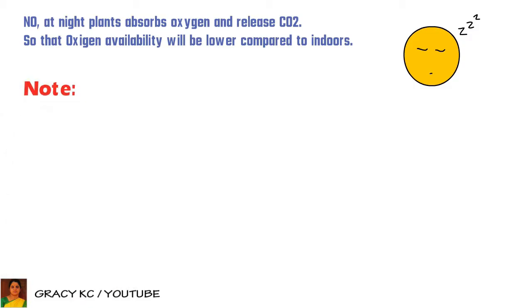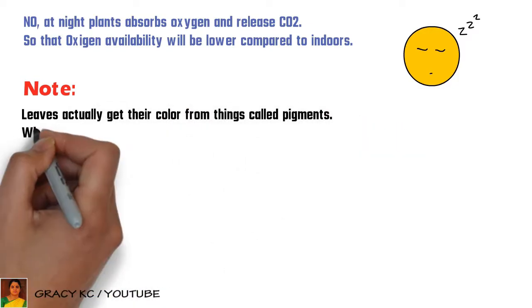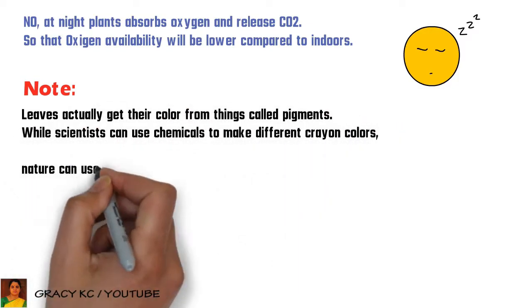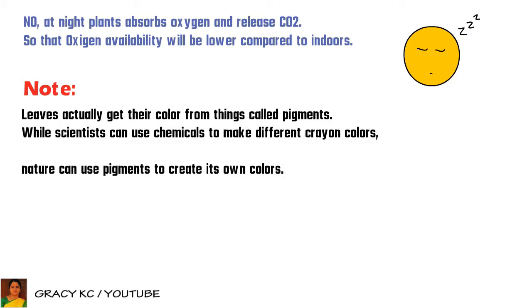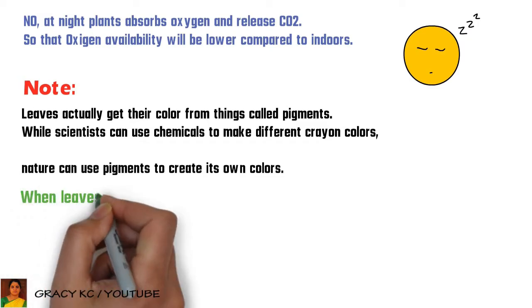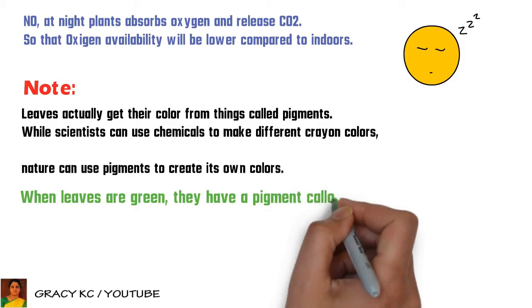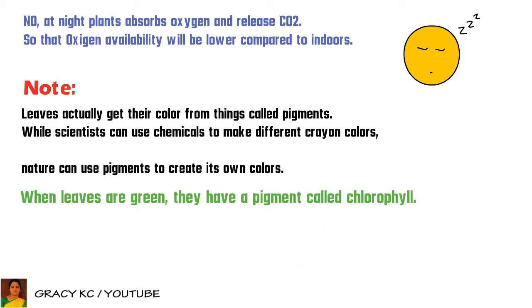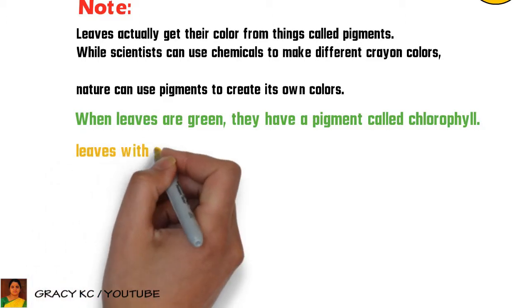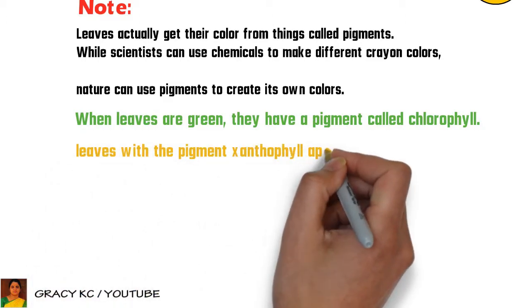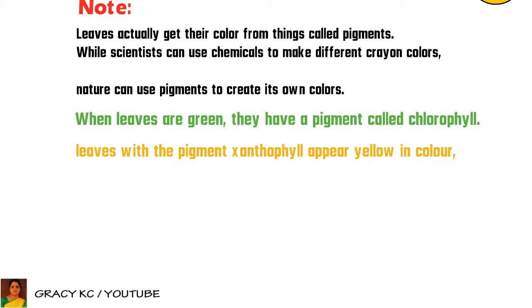You may have noticed different colors of leaves. There are leaves in green color, yellow color, orange color, etc. Nature uses pigments to create these types of colors. There are different types of pigments. When leaves are green, they have a pigment known as chlorophyll. Leaves with the pigment xanthophyll appear yellow in color.